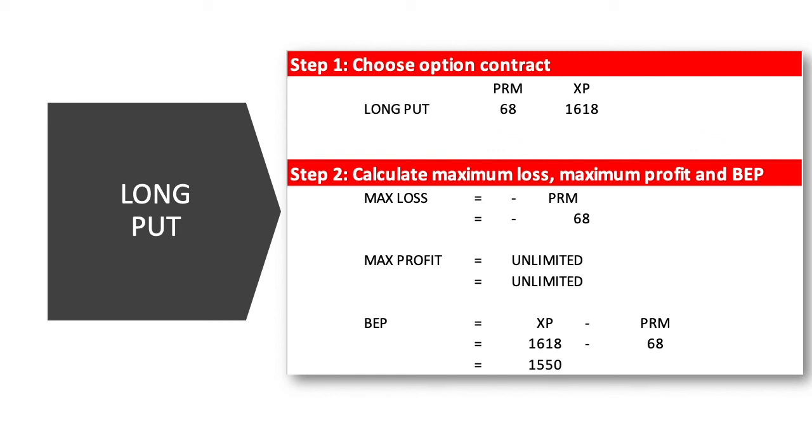Step number 2, you calculate maximum loss, maximum profit, and break-even price. So maximum loss is negative premium. The formula is negative premium. So you put -68. Maximum profit is unlimited, so you don't need to calculate the maximum profit. So break-even price is exercise price minus premium. So 1618 is the exercise price minus premium 68, so you get 1550.